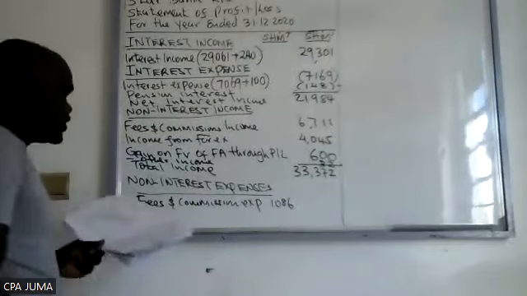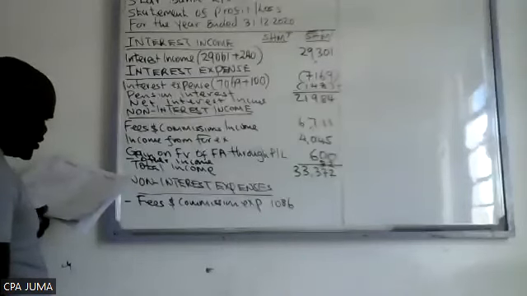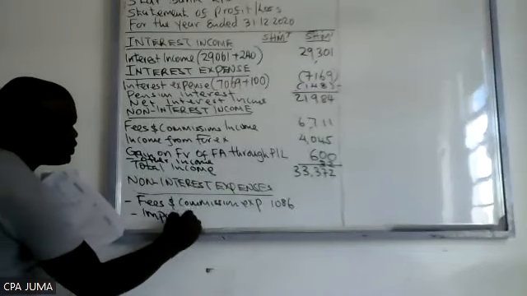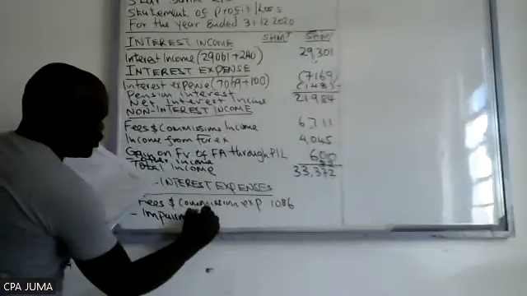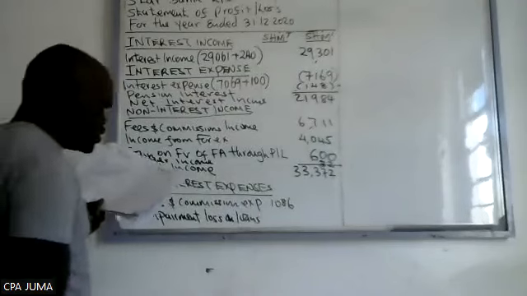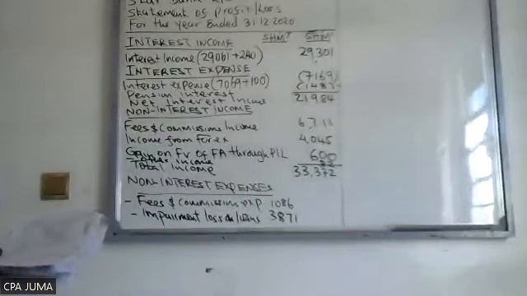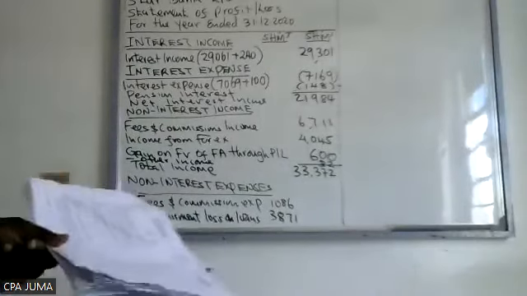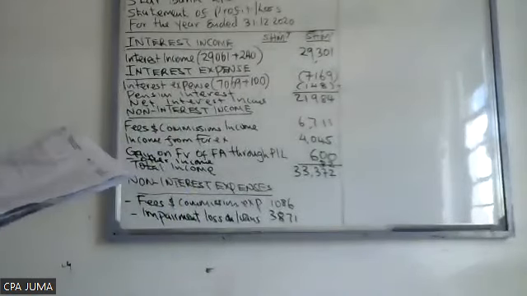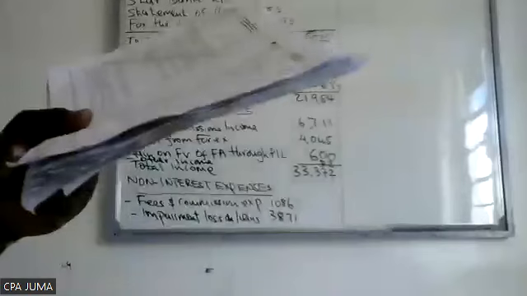Fees and commission 1086. Then downwards, other income, impairment. There is impairment loss on loans. Impairment loss on loans, 3871. Impairment on loans is 3871. We proceed downwards. Staff costs. There is staff costs.